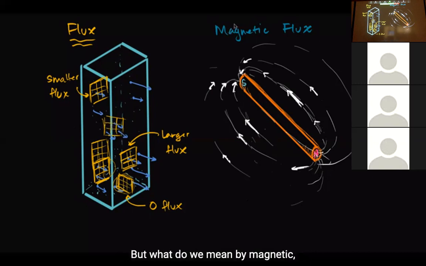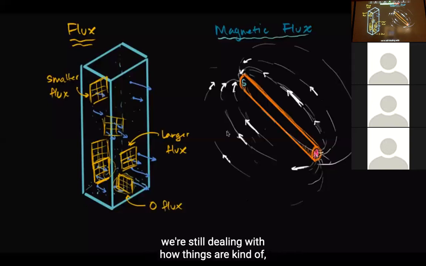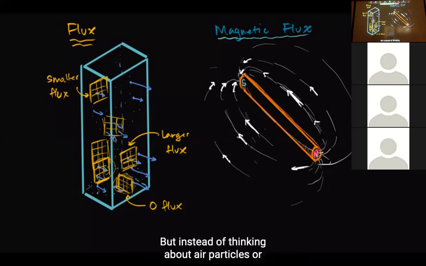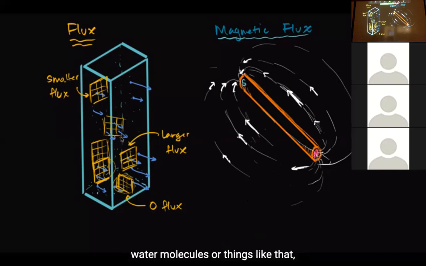But what do we mean by magnetic flux? Well, like regular flux, we're still dealing with how things are, you could say, going through a surface, but instead of thinking about air particles or water molecules or things like that, we're going to be thinking about a magnetic field. So let me draw a surface. So I have a little bar magnet. This is the north side, this is the south side. We see our field lines, and then I've drawn a couple of the magnetic field vectors in white there.